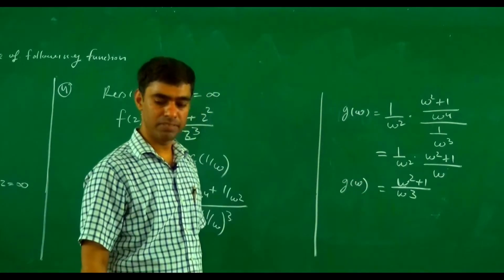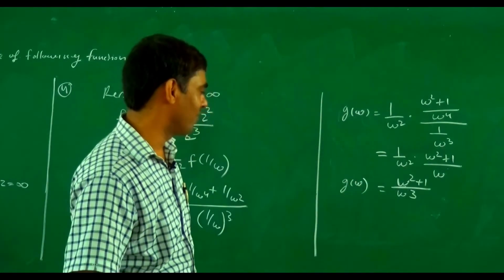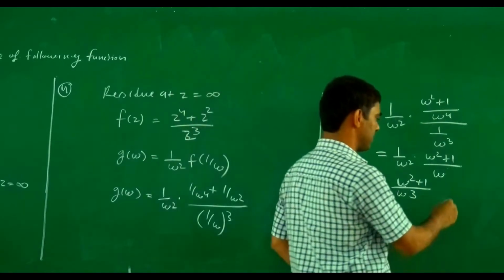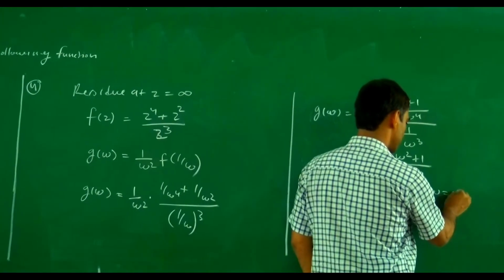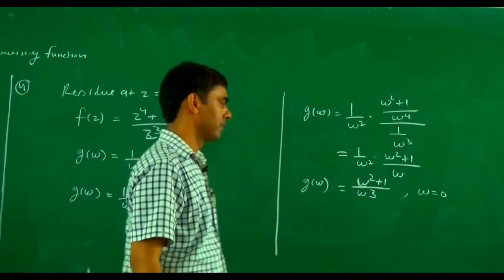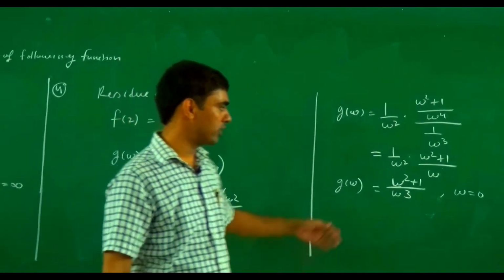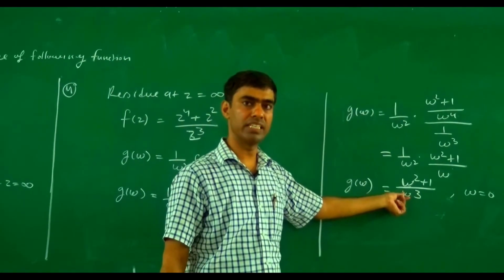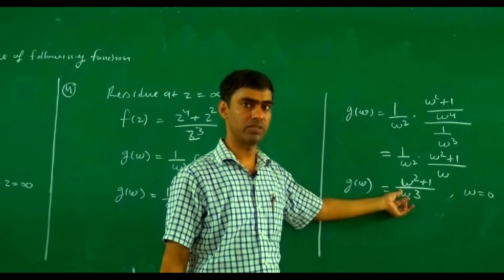If we closely observe, what is the singular point? w equals 0 is the singular point. And this singular point is the only singularity. So this is an isolated singular point.